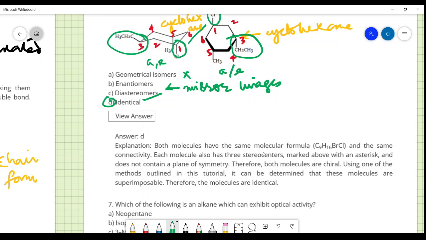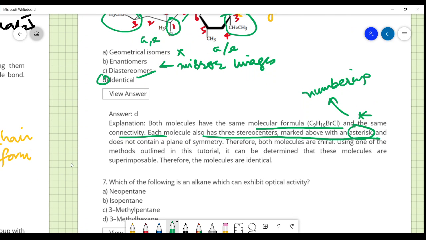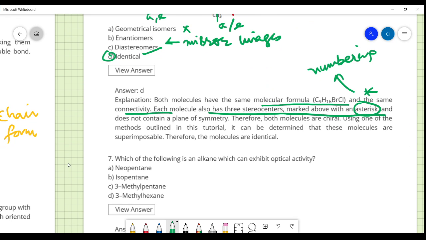You can see that both molecules have the same molecular formula and the same connectivity. Each molecule also has 3 stereocenters, marked above with an asterisk, and we have done the numbering in place of the asterisk, which is very easy. So therefore D is the answer. The molecules are identical, and that is also shown by this particular part, the shading. You can see the shading, the molecule is painted in our direction. The molecules are almost identical, but it is not the way to write it.